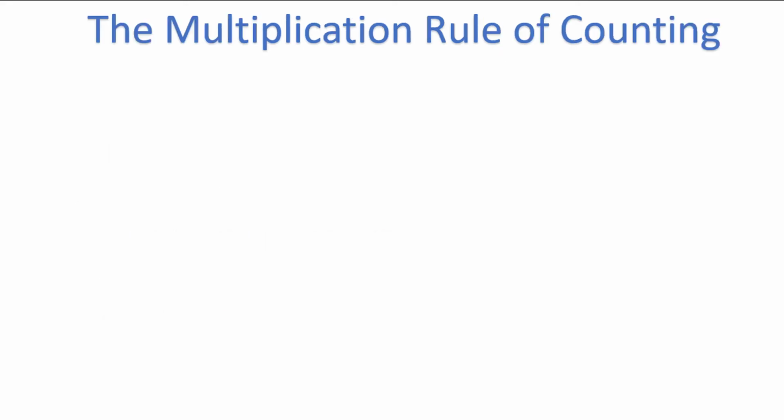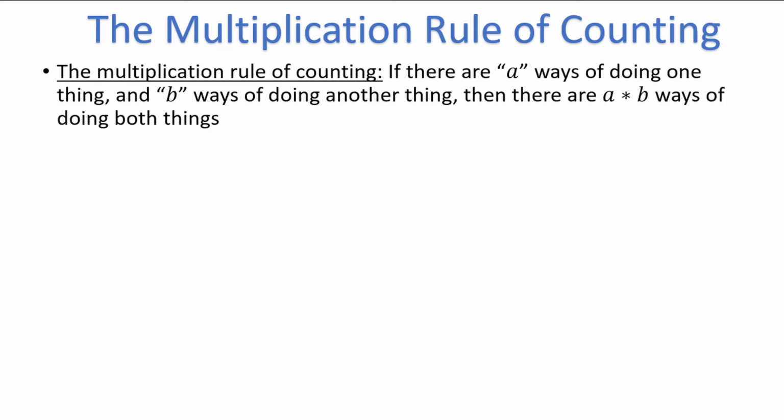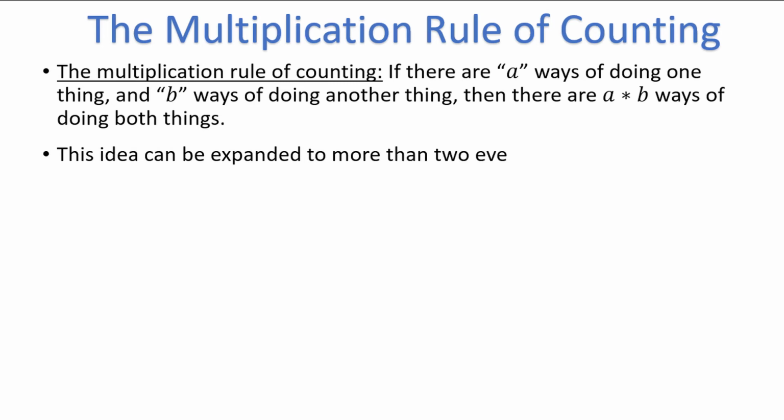The multiplication rule of counting can be used to calculate the total number of outcomes related to a series of ordered events. Put simply, if there are A ways of doing one thing and B ways of doing another thing, then there are A times B ways of doing both things. This can also be applied to more than two events.